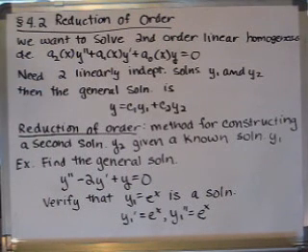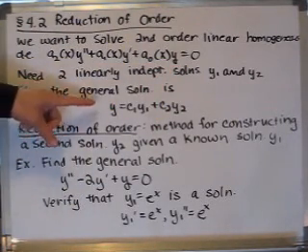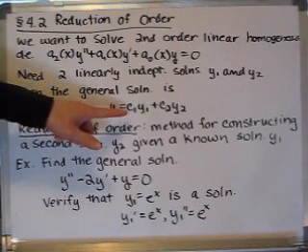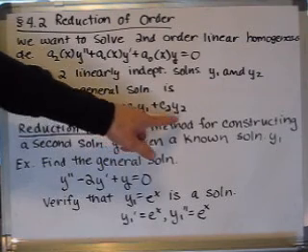We'll talk a little bit more about how to check for linear independence in class. And then once we get those two linearly independent solutions, we can form the general solution as y equals a constant c1 times y1 plus a constant c2 times y2.